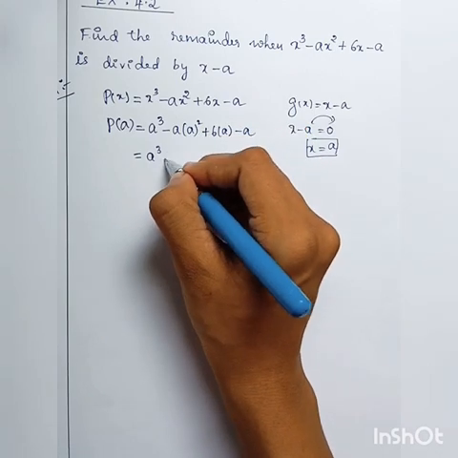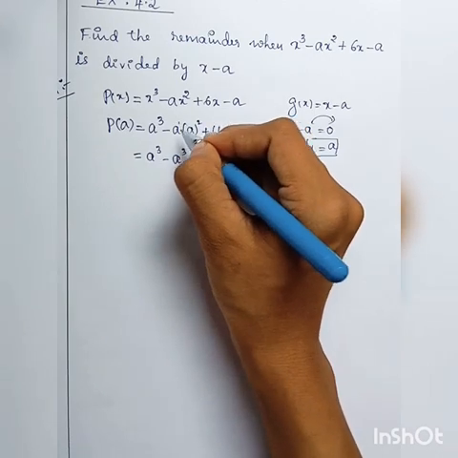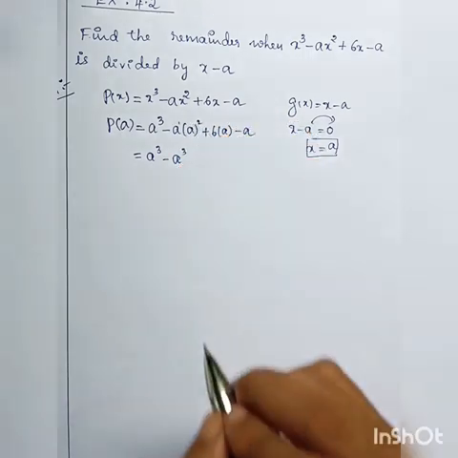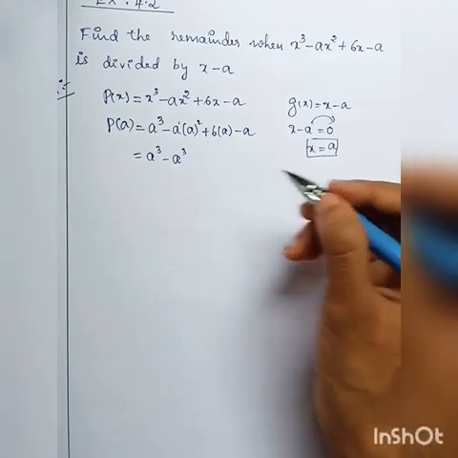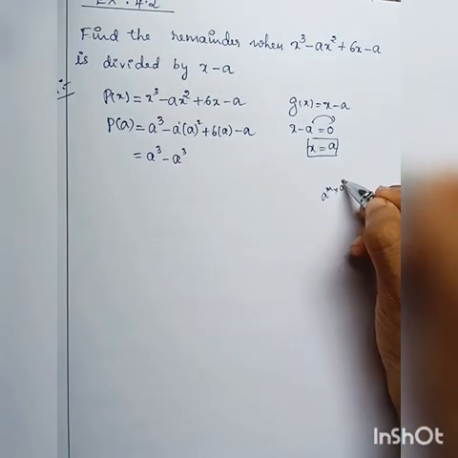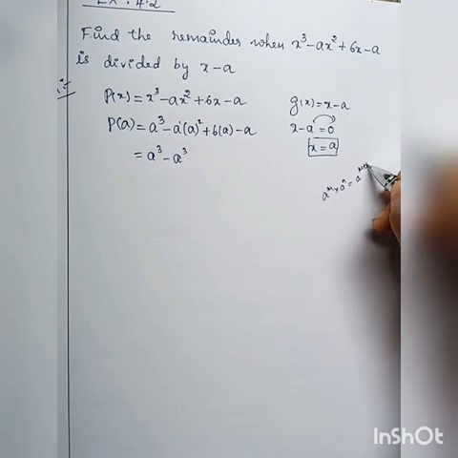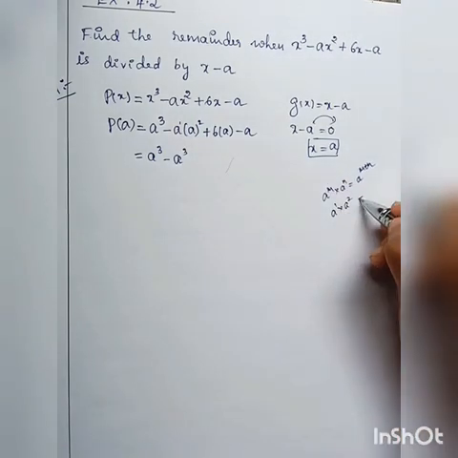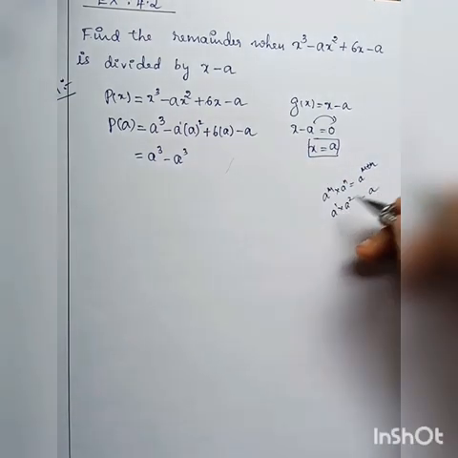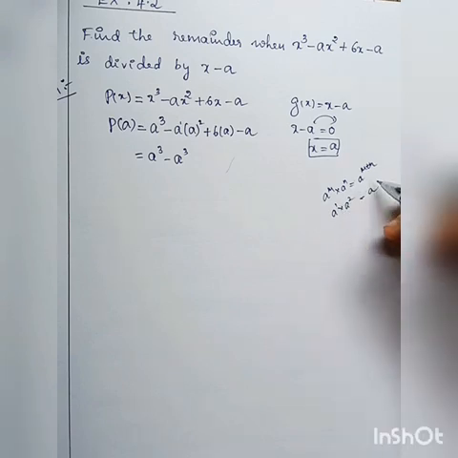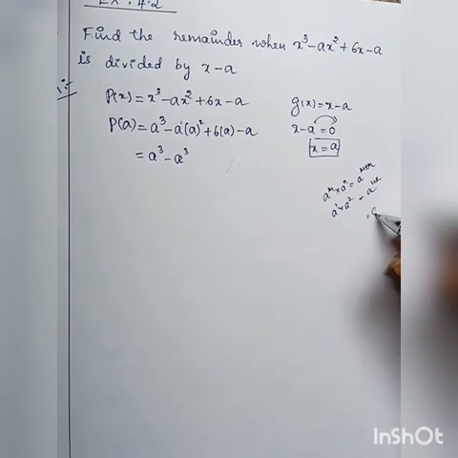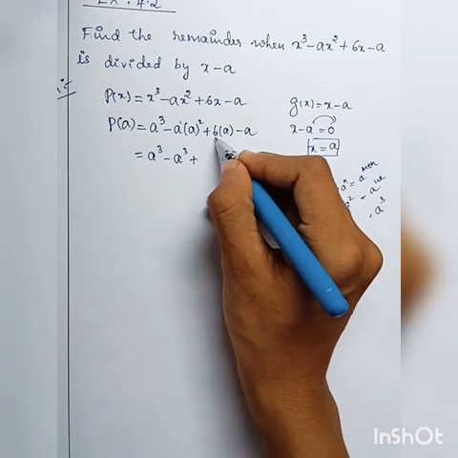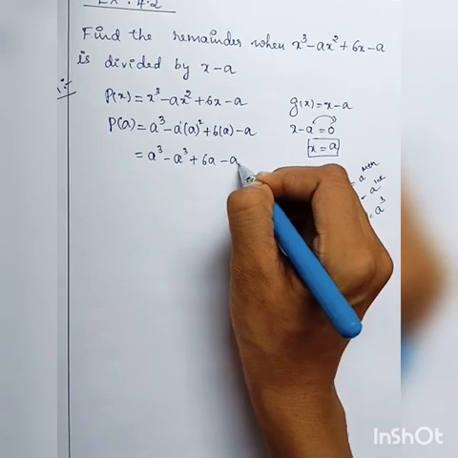a cube into a is again a cube. We have to multiply, the same variable, and if you multiply, we have to add the powers. A power m into a power n, you know, is equal to a power m plus n. The same way, a power 1 into a power 2 here. The base is the same, the powers are different, isn't it? 1 plus 2, so we get a power 3. That's what we did here. Plus 6 into a is 6a, minus a.